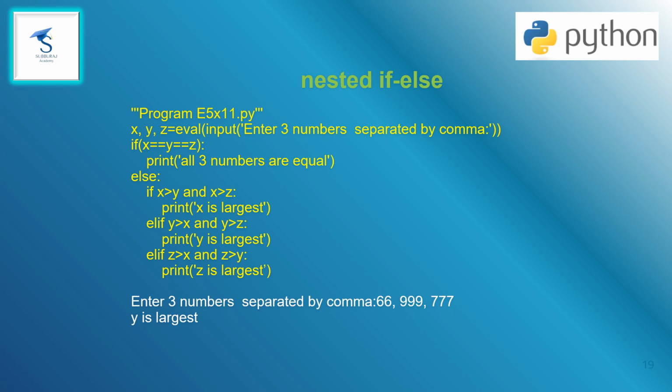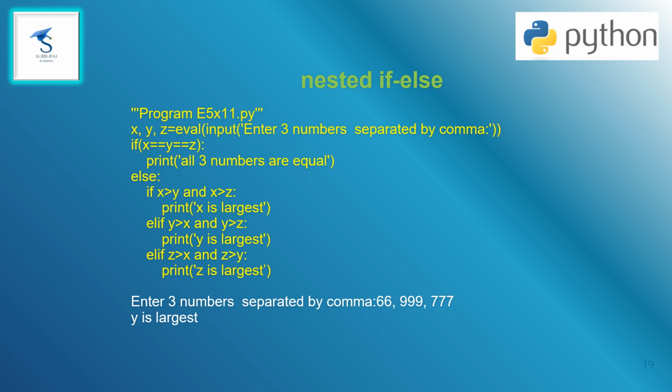Then the program number is a comment. So x, y, z are three values you are going to get from the user. The very important statement here: eval means you convert it to a number. Your input. Here I see the instruction, enter three numbers separated by comma. Very important, you have to separate by comma.